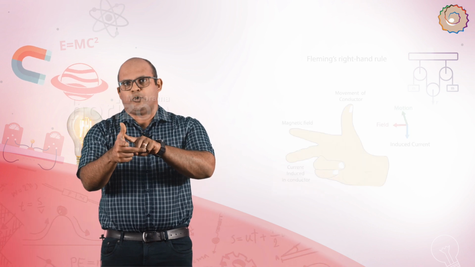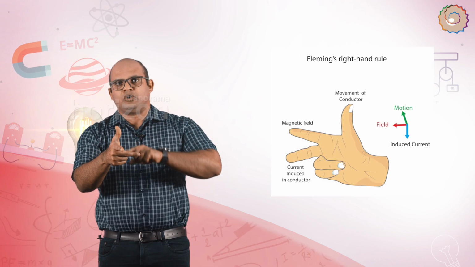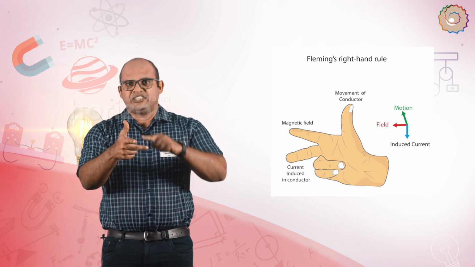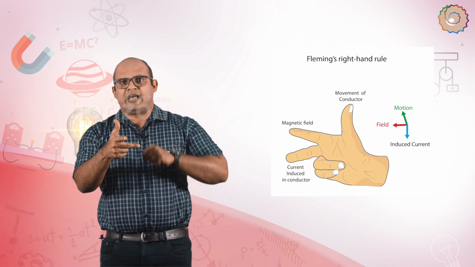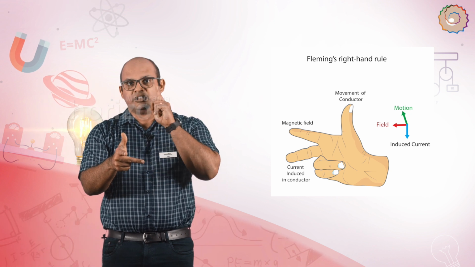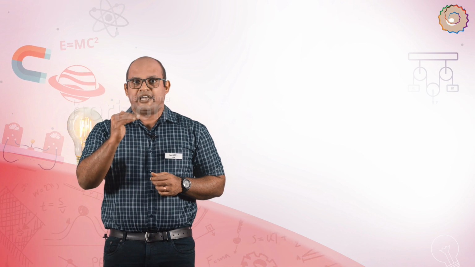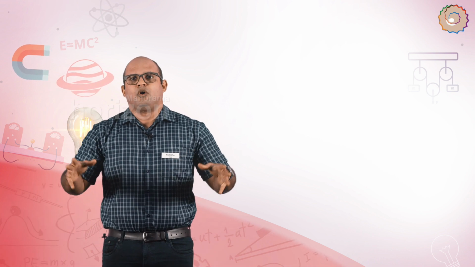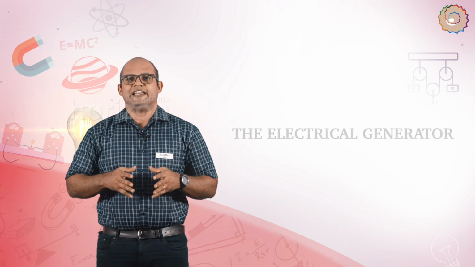If the thumb is pointing in the direction of motion of the conductor and the index finger is pointing in the direction of the magnetic field, the middle finger will automatically point to the direction of the induced current. This is Fleming's right hand rule. It is also called the generator rule. The electrical generator.